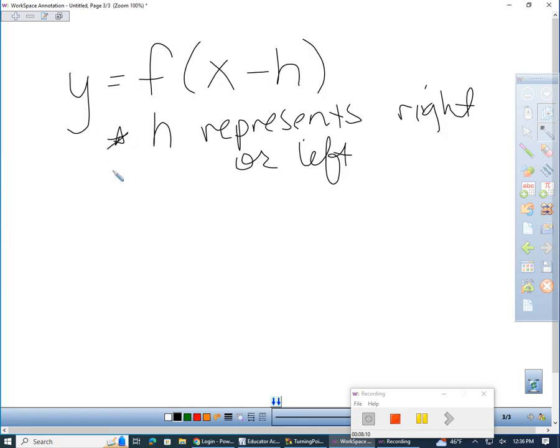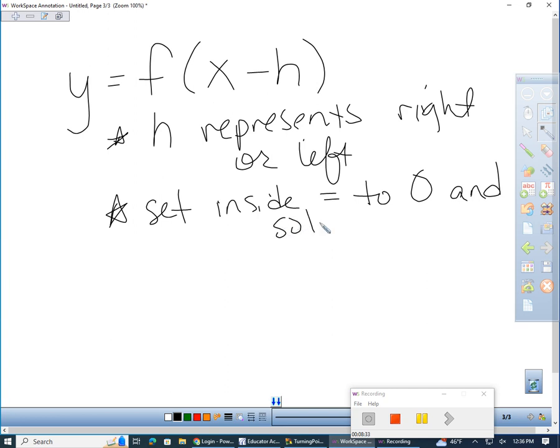Now, the easiest way to do this is to take whatever is inside with x, whether it's in a parenthesis, in an absolute value, or inside a square root, and you set the inside equal to 0 and solve. So even here, if I set this equal to 0 and I add h over, I go to the right h. If I happen to have x plus h and I set it equal to 0, I go to the left h, because it would be a negative. Okay? We're doing all right?